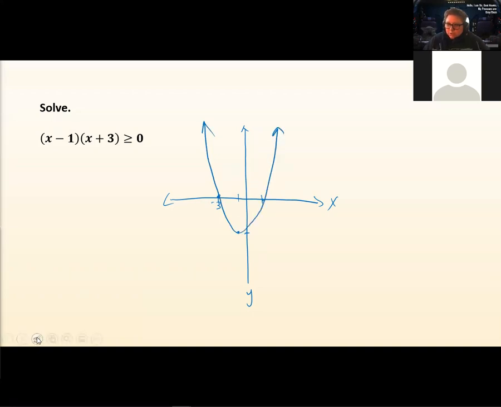Okay. Now, what's it asking? It's asking greater than or equal to 0. So anything above the x-axis. Yep. So all of this and all of this. Including the 0? Yeah, it includes that. So we're going to do closed circles there, big ones, so that we know. All right, so how do we write this interval?